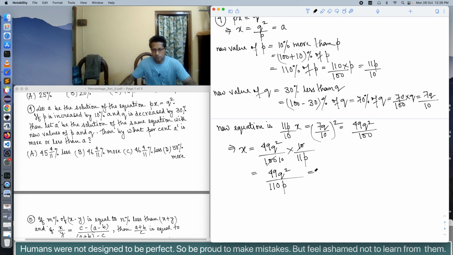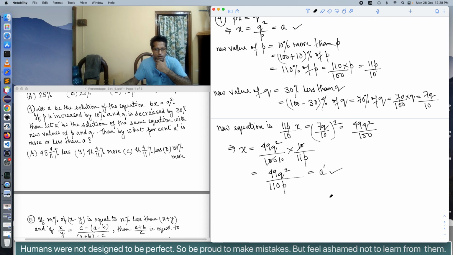This in the problem is given as a dash. It is saying that let a dash be the solution of the same equation with new values of p and q. So after putting the new values of p and q and solving it, we got x is equal to 49q square by 110p. This is basically equal to a dash. Now we have to compare a dash and a.